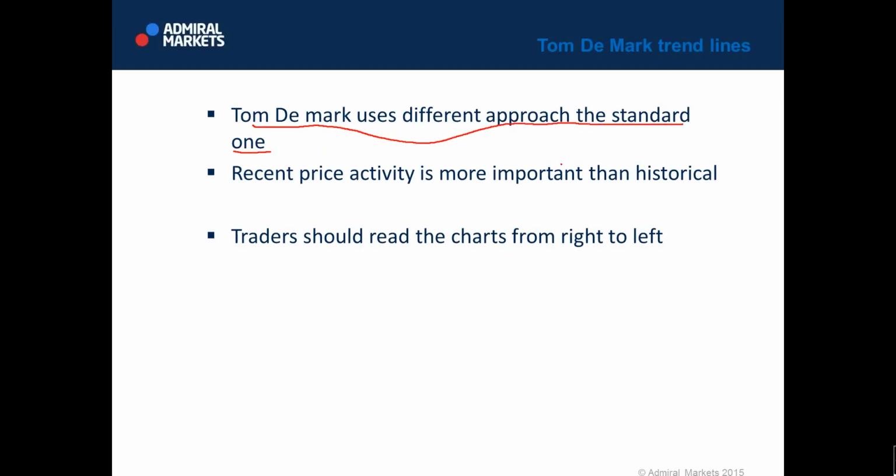Okay? The primary thing which he focuses on in charting trend lines is that recent price activity is more important than historical. Now, I would definitely object. This is my opinion, because for me, how I do it, historical price level is way more important than recent price activity. I know that can sound strange to some people, but definitely, price tends to repeat itself. And that is what I always use in my analysis.